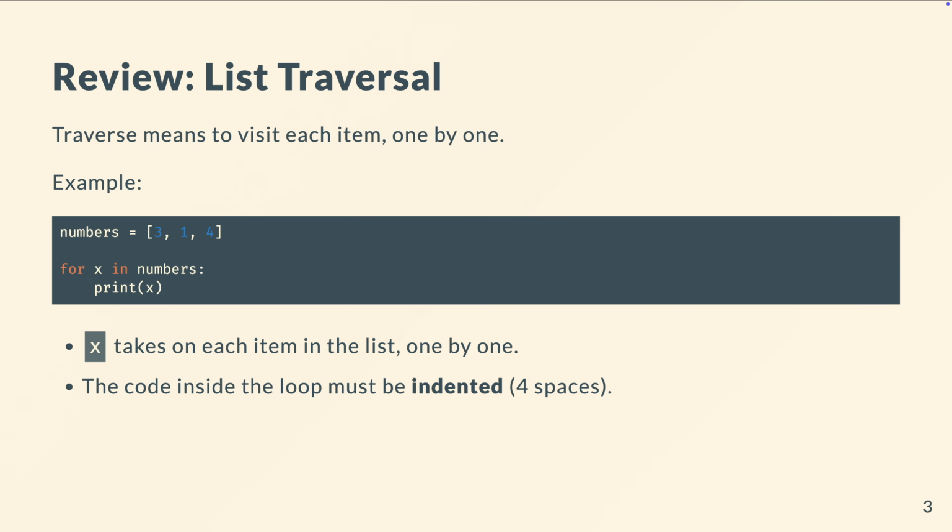Before we do the for patterns, let's quickly review list traversal. Traverse means we visit each item one by one. Look at the list named numbers. It has 3 items: 3, 1, 4. The loop says, for x in numbers. That means x becomes each item in the list, one at a time. Inside the loop, we print x, and that print line must be indented. Indentation tells Python this code is inside the loop, so it runs once per item.